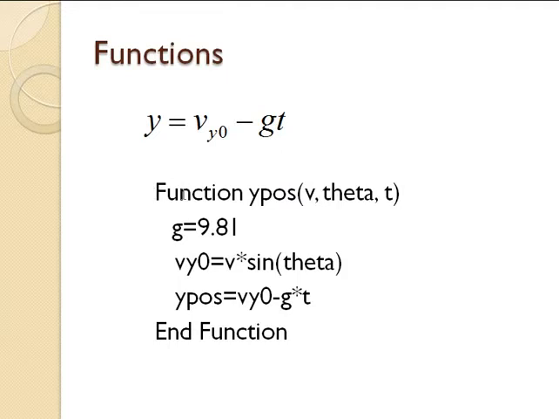So we type function. All functions in VBA start with the word function, and then you give a name of the function, and this is the name with which we'll call it from a cell. I call that POS for y position, and the arguments are the velocity, the angle, and time. Okay, so then I define the gravitational acceleration here in SI units. I calculate my initial velocity in the y direction from the initial velocity total and the angle. And then I calculate my position, the vertical position, as Vy naught minus g times t.